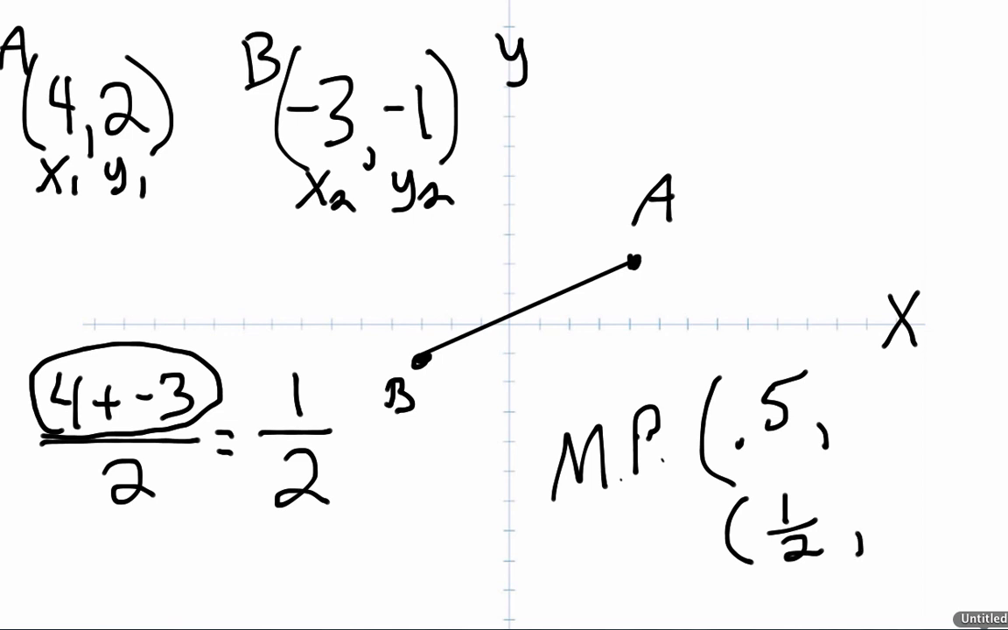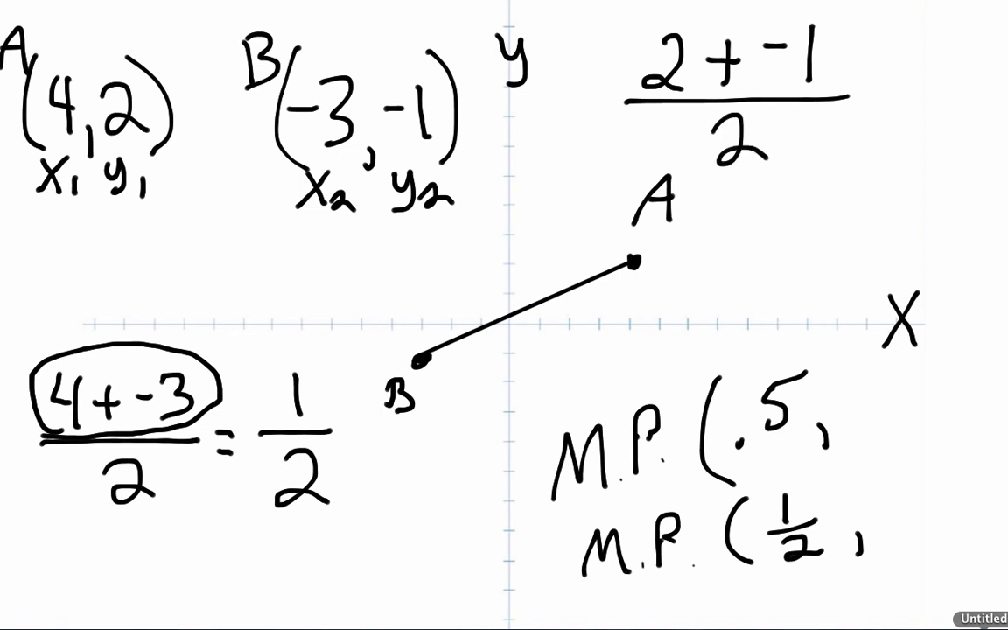Now let's find our y coordinate, our new y coordinate for our midpoint. Okay, let's take our y1, which is 2, plus our y2, which is negative 1. Gosh, guys, I didn't mean to do this, but it is what it is. Let's take care of the top part. 2 plus negative 1. Well, that's 1. Divide that by 2. Well, I got 1/2 again.